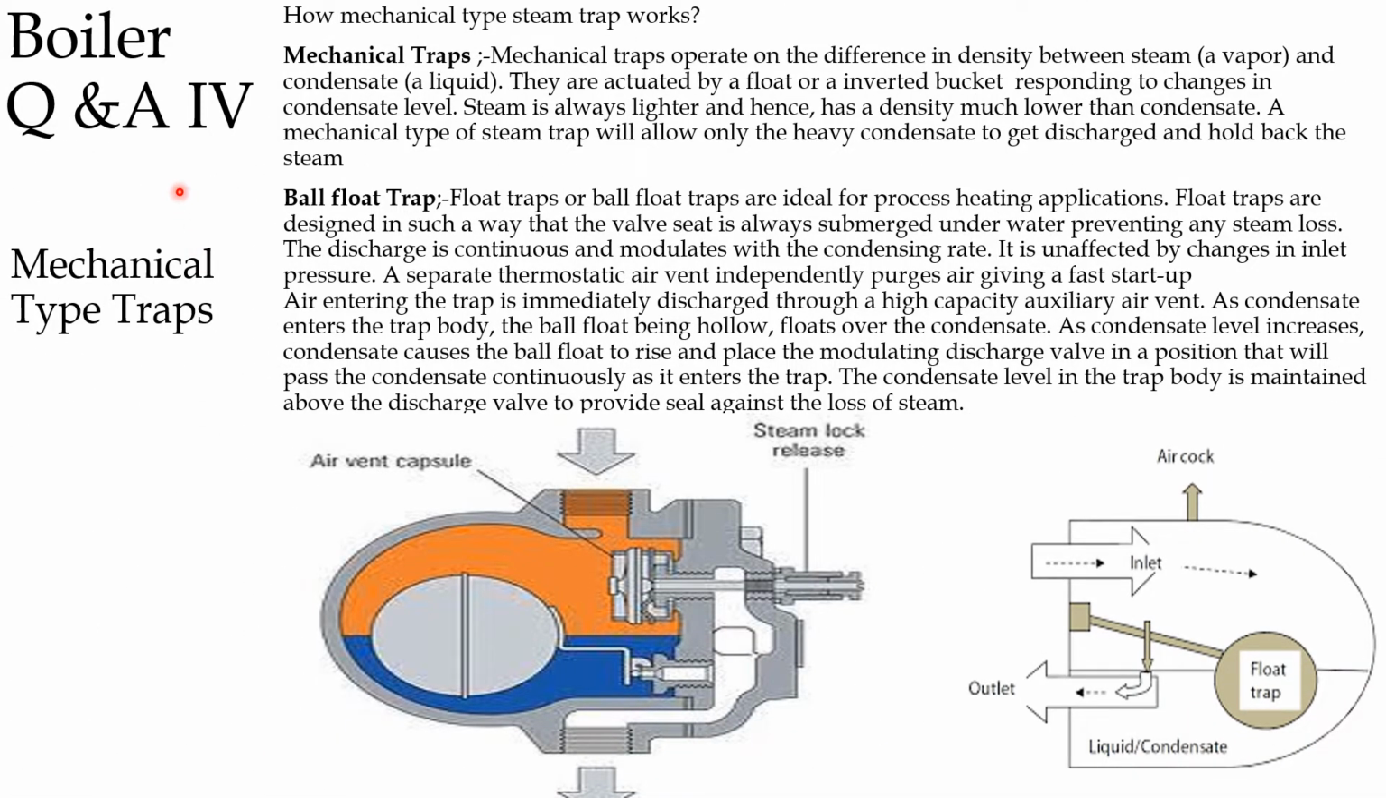Hi friends, in this episode we will see the mechanical type steam trap operation. How does a mechanical type steam trap work? Mechanical type steam traps operate on the difference in density between steam, a vapor, and condensate, a liquid. They are actuated by a float or by an inverted bucket, responding to changes in condensate level.